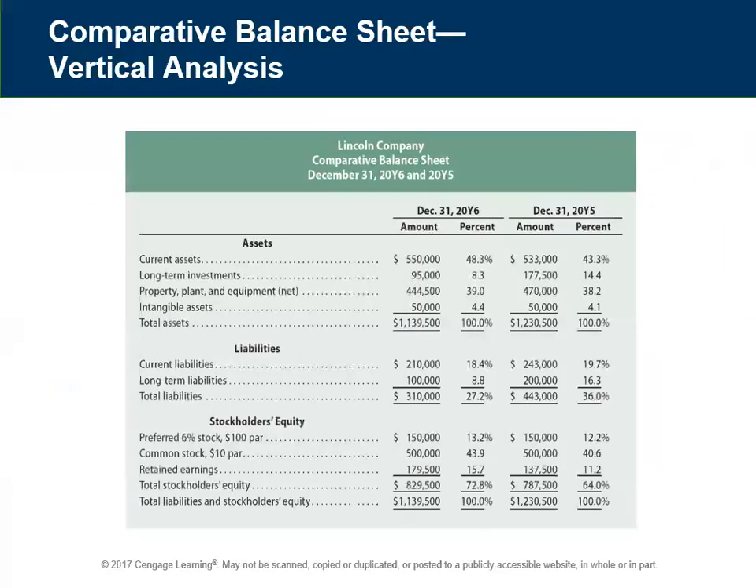So on our balance sheet, to do what we call a vertical analysis, we're going to take every account and divide by total assets. On this first one, we would take current assets of $550,000 divided by total assets of $1,139,500 to get that current assets make up 48.3% of total assets. Okay. So on a vertical analysis, on your balance sheet, you're always dividing by total assets.